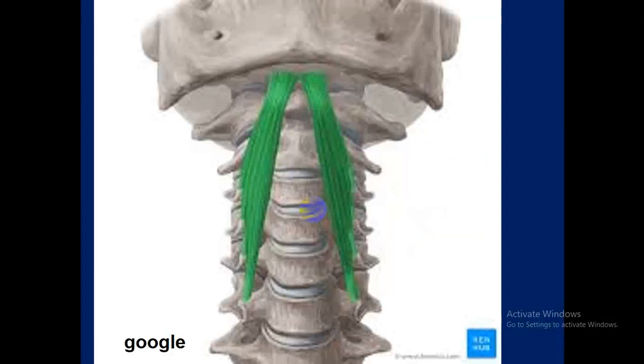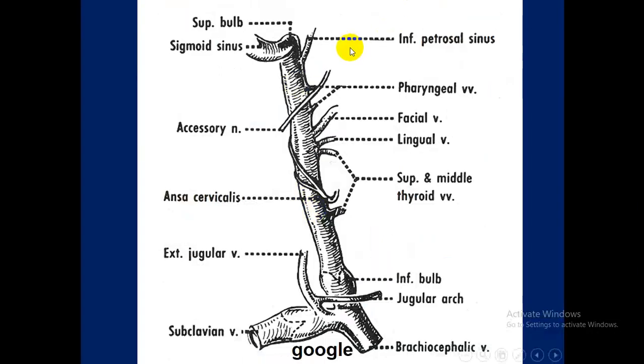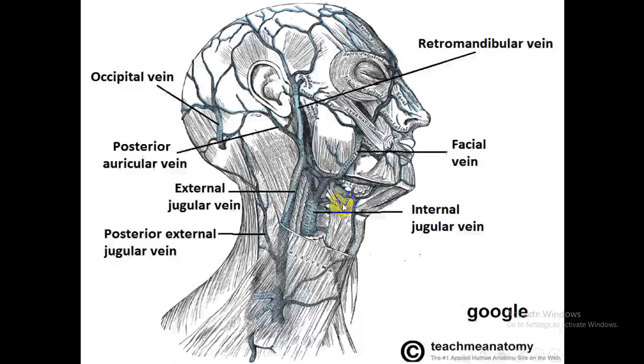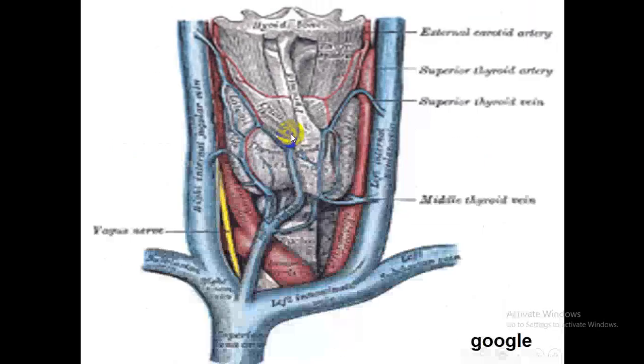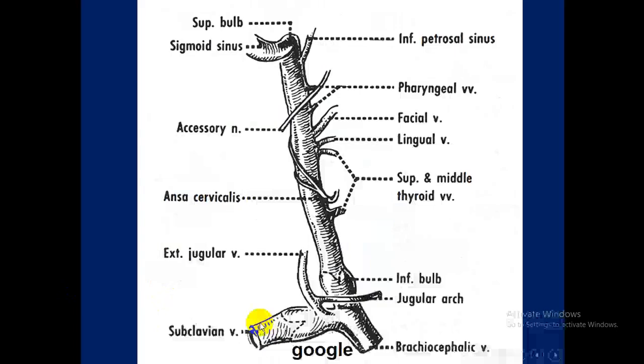So, as we notice here, it receives the inferior petrosal vein, pharyngeal plexus of veins, facial vein, lingual vein, superior thyroid vein, middle thyroid vein, and occasionally the occipital vein. This is the internal jugular vein. Also, this is the superior thyroid vein and this is the middle thyroid vein, and here it will unite with the subclavian vein to form the brachiocephalic vein. The right and left brachiocephalic veins will form the superior vena cava. And thank you.